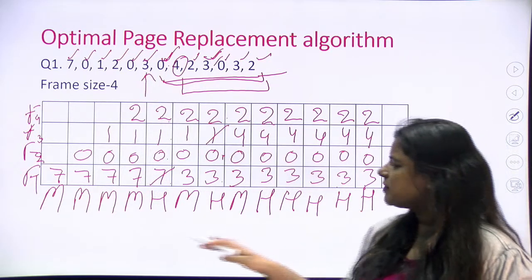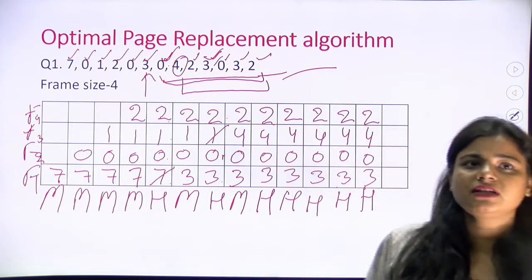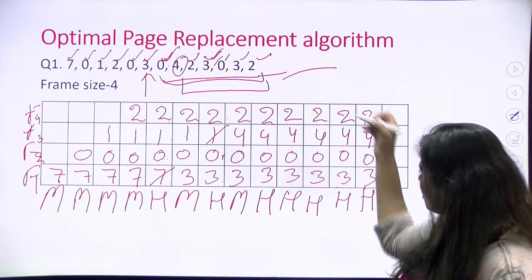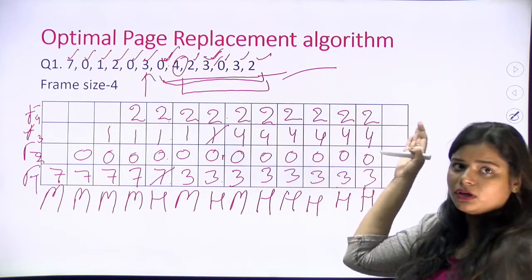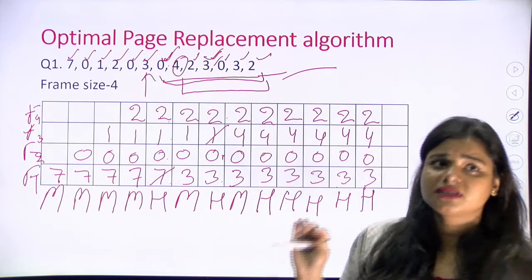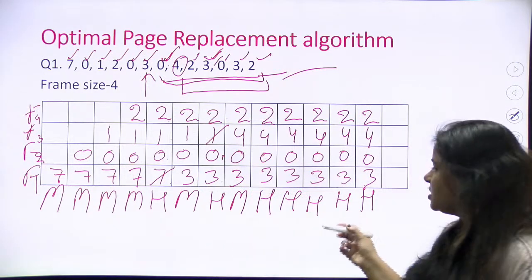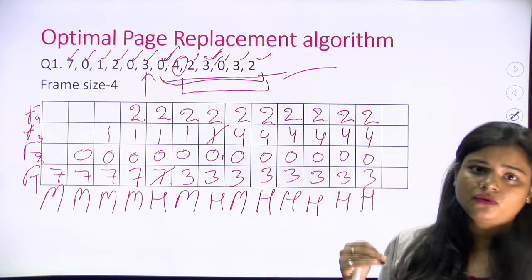Okay, so my question is over, the string is over now. In this approach we have seen that we were replacing the number which was coming at last in future. So we were looking for the future string. That's why this algorithm is called optimal page replacement, because you can see that the number of hits is larger than FIFO. FIFO what?